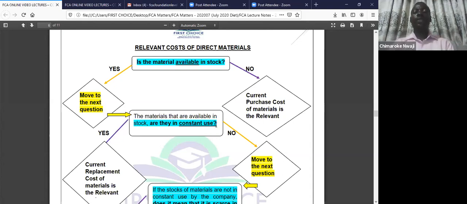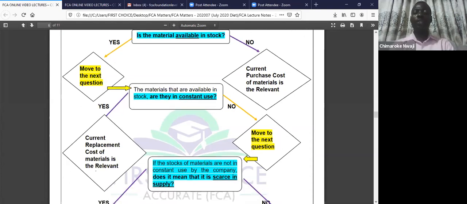Now, if it is not in constant use, that means if I take this flour and do cake instead of bread, they don't use it constantly. So there is no need for you to call for replacement. You just move to the next question to see the next consideration.